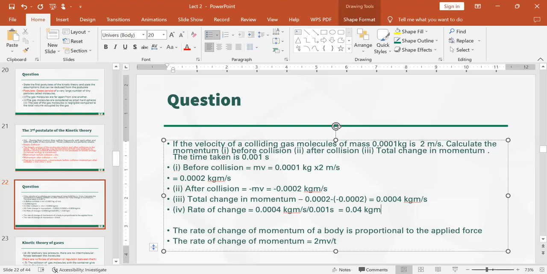Okay, now let's see. No, it will be cancelled. It's kilogram meter. So now, when you look at the rate of change of momentum, the force exerted is equal to the rate of change of momentum. When you look at Newton's law, it tells you that force is the same as the rate of change of momentum. So what we have calculated here is also the rate of change of momentum of the body.